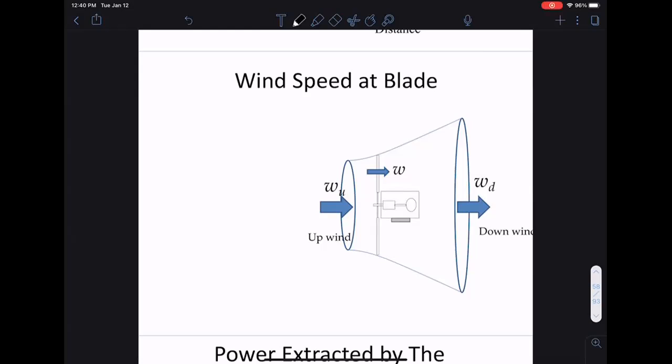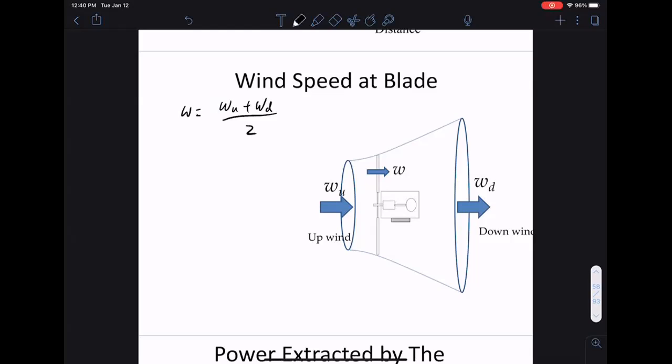We know it's slower than the upwind speed. We know it's faster than the downwind speed. So what is a good assumption to make? Right in the middle, the average of the two speeds. So a good assumption to make, at least for a first order calculation, is that the speed at the blade is the average of the two speeds.